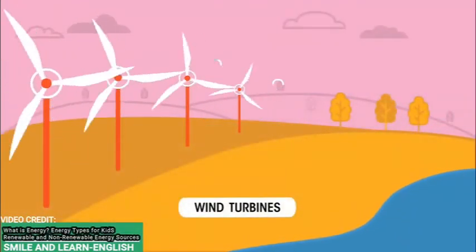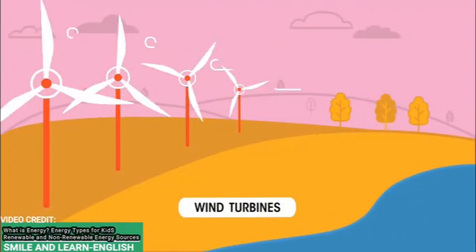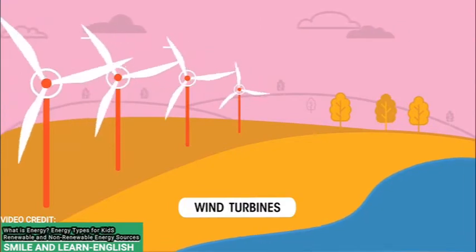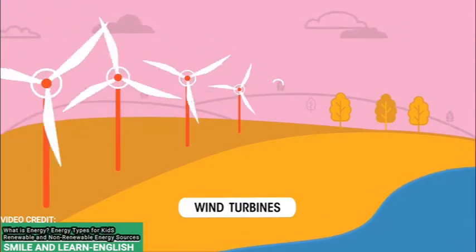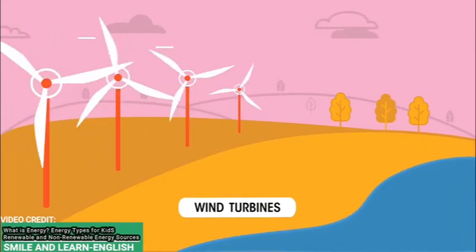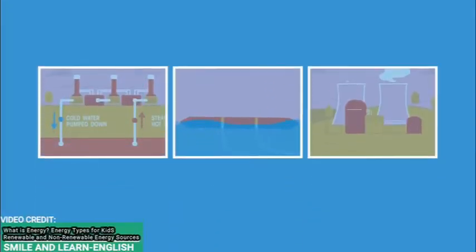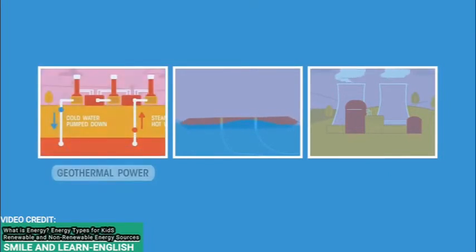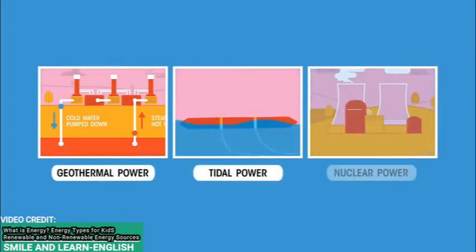The uneven heating of the Earth's surface by the sun creates winds. Using wind turbines, we can transfer the kinetic energy of the wind to electric current, which we can then use in our homes. However, there are some energy sources that are not derived from the daily input of the energy from the sun. These are geothermal, tidal, and nuclear.